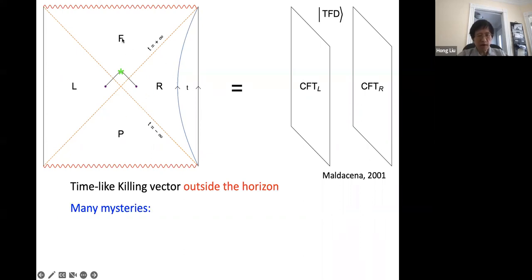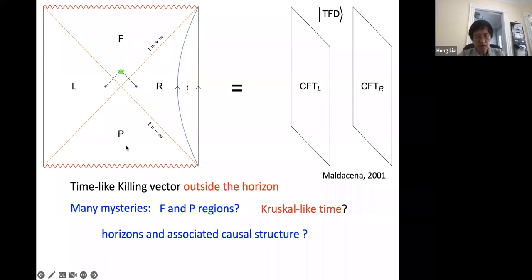But there are many mysteries related to the future and the past regions. How do we describe them using the field theory side? The boundary time stops at the horizon, and it's not clear how we describe the time inside the horizon. In particular, how do you describe the Kruskal time? A Kruskal time can take you, in the conformally whole spacetime, inside the future and past regions. And also, how do we understand from the boundary theory the horizons and the associated causal structure?